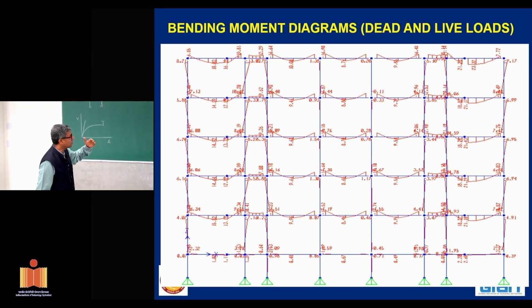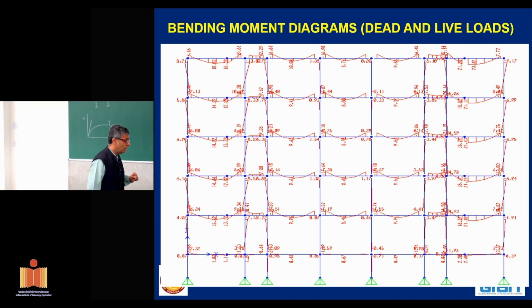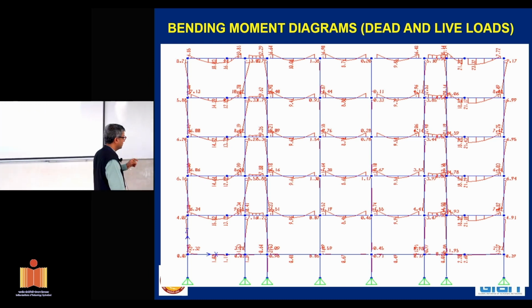And then you try to understand the bending moment diagram, say under gravity loads. Sagging in the span region, hogging in the support region. Does it make sense compared to whatever you have studied earlier?